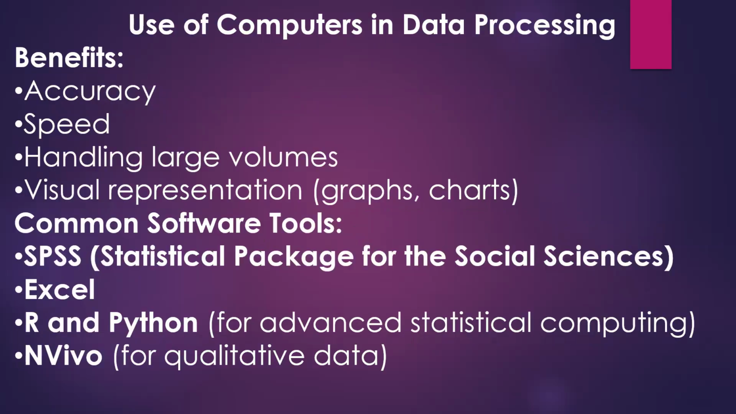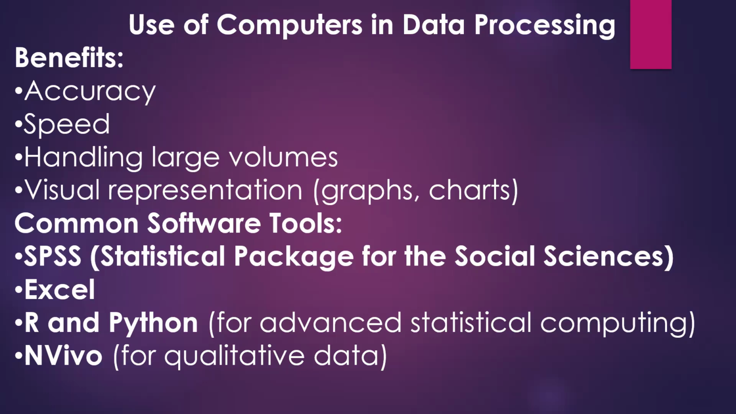Use of computers in data processing. Computers play a huge role in modern social science research. They help to reduce human error, speed up calculations, analyze large data sets, and visualize data using graphs and charts.